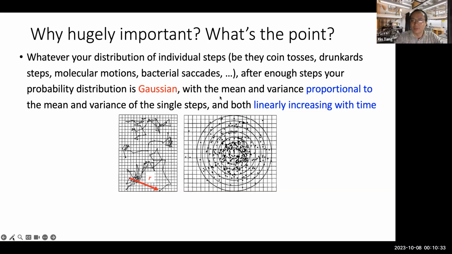And then of course the mean and the variance of this final Gaussian are linearly proportional to the mean and the variance of the single steps, right? All linearly proportional. And this is a function of time, linearly increasing with the time, because as more steps happen, more time is needed, right? So when we have more time, the n number increases, so the mean and the variance of the final Gaussian distribution also increase.